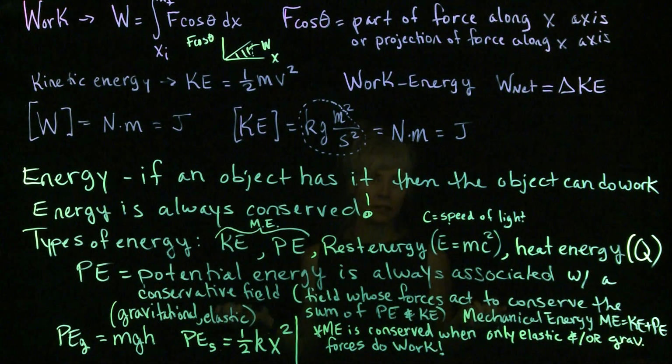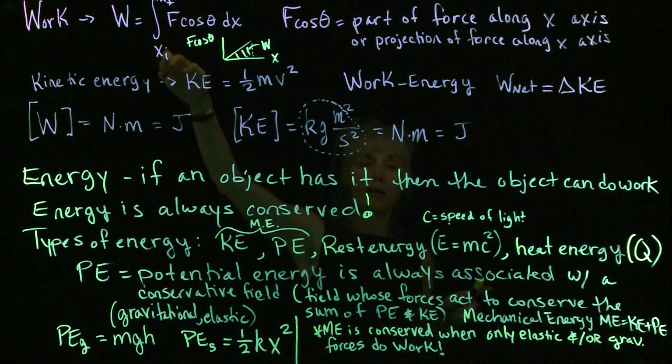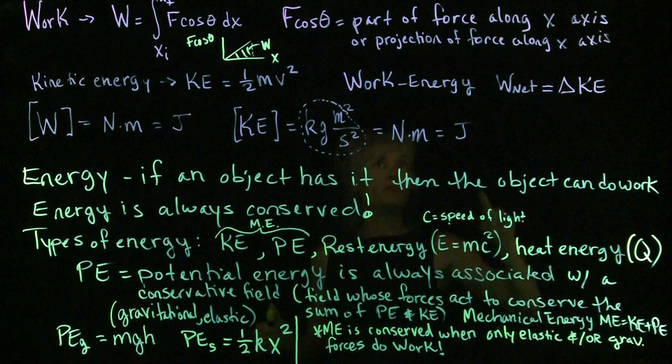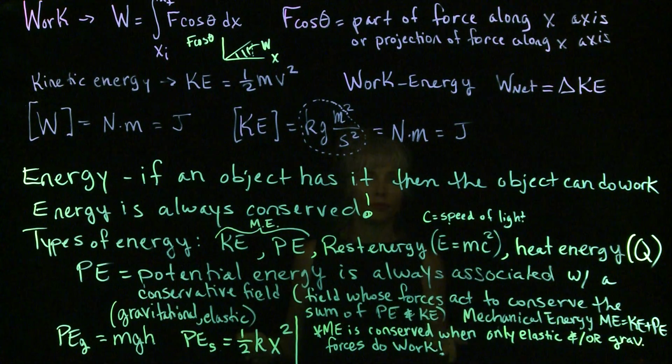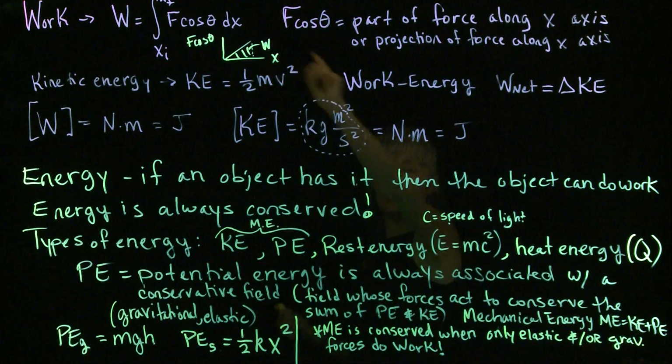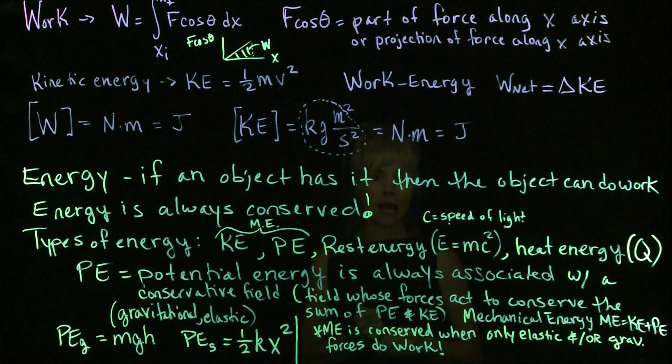Notice if the displacement is instead along the y-axis or the z-axis, then this would be replaced by either y or z. And the dot product can also be thought of as the projection of the force along the x-axis in this particular case, again using the x-axis as our displacement axis.